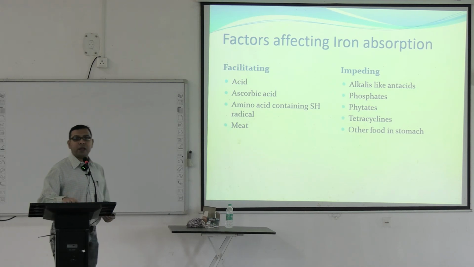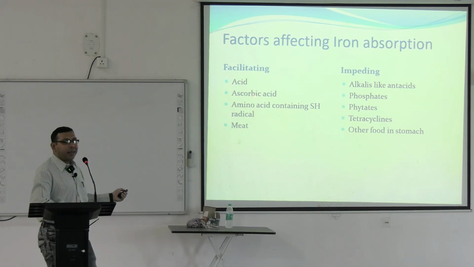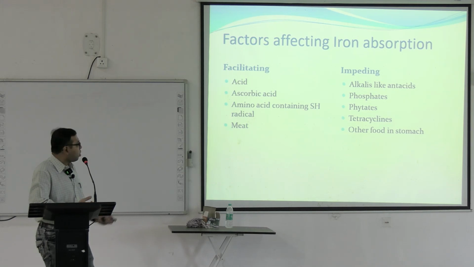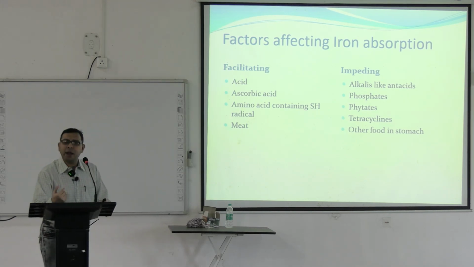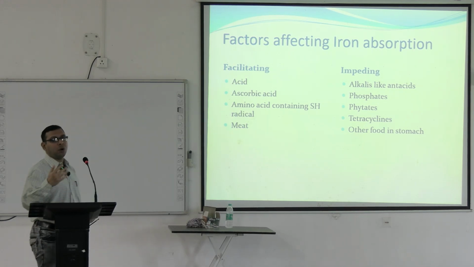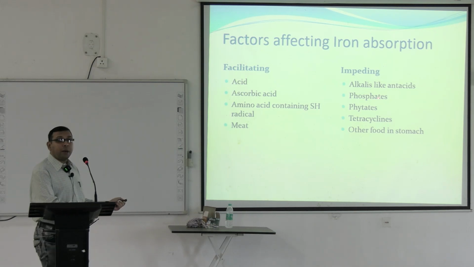There are some factors that facilitate iron absorption, like stomach acid, ascorbic acid, vitamin C, amino acids containing the SH radical, the sulfhydryl radical, that is present in different foods, and meat. In some persons, where the iron deficiency is more, the patient can be asked to take vitamin C tablets with the iron, because vitamin C or ascorbic acid increases the absorption of the iron. This is a commonly used therapy.